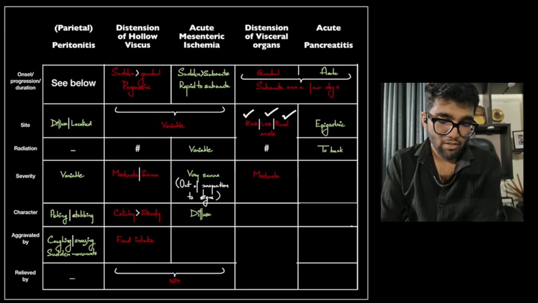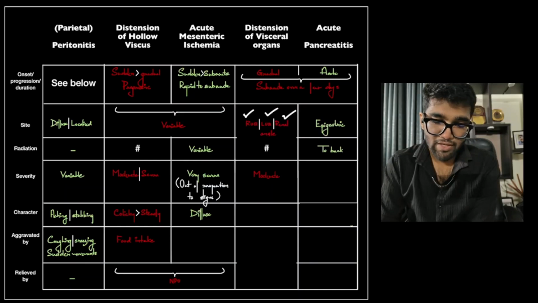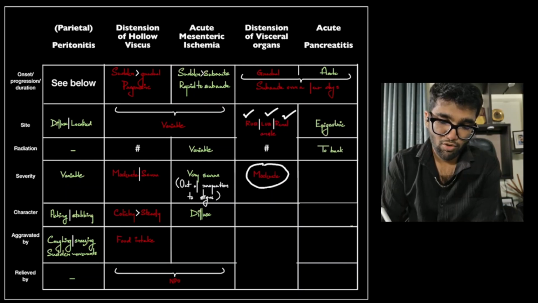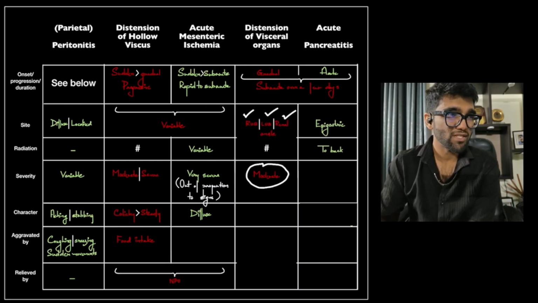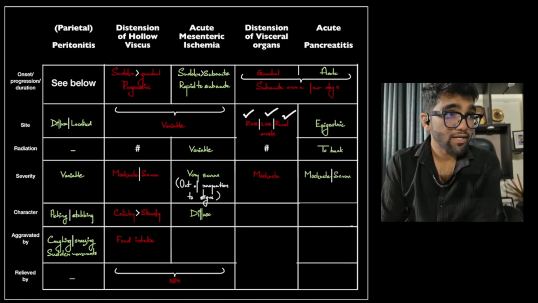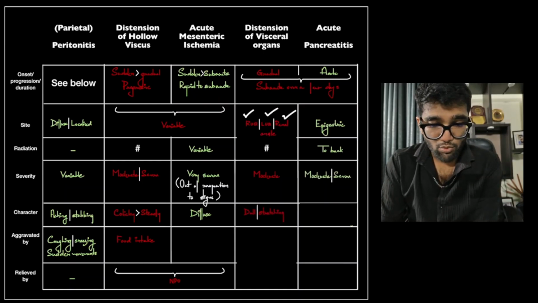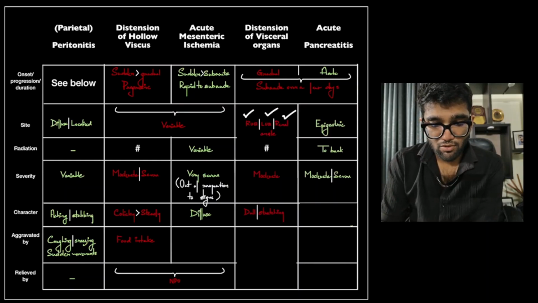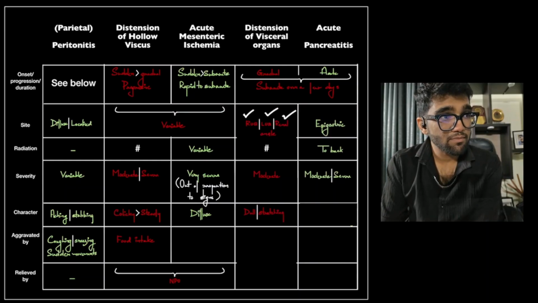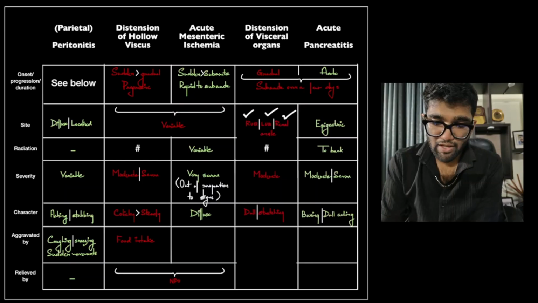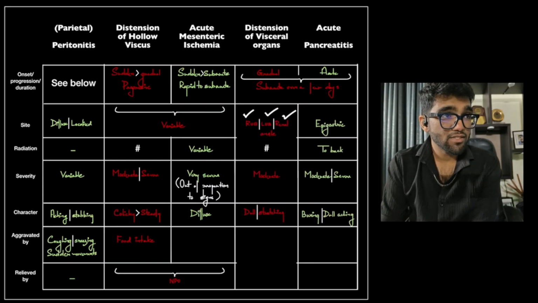When it comes to the severity of pain, distension of visceral organ pain often is moderately severe, not very severe. Often the patient will only complain about it if asked specifically. Acute pancreatitis pain is typically very significant, very prominent. The pain of distension of visceral organs is dull, or sometimes described as a stretching pain, whereas the pain of acute pancreatitis is described as a boring pain, or as if something is being pushed into the patient's abdomen.